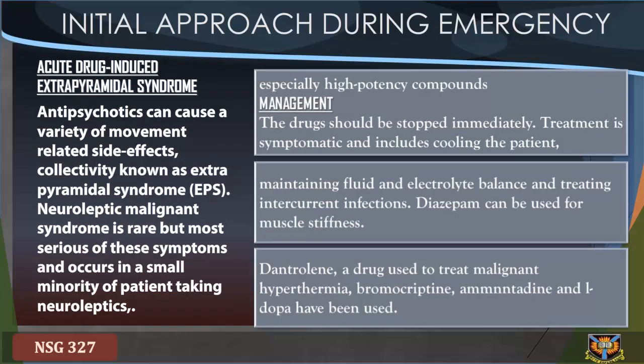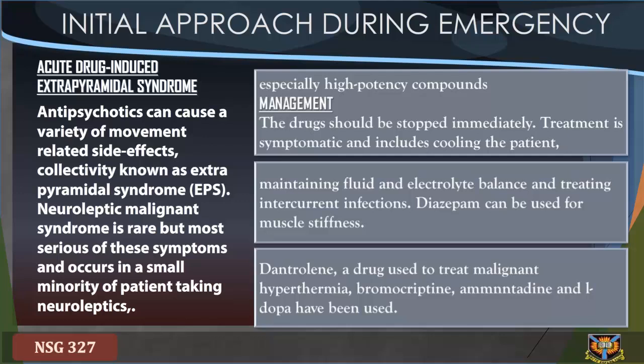Acute drug-induced extrapyramidal syndrome. Antipsychotics can cause a variety of movement-related side effects, collectively known as extrapyramidal syndrome (EPS). Neuroleptic malignant syndrome is rare but the most serious of these symptoms and occurs in a small minority of patients taking neuroleptics, especially high-potency compounds.